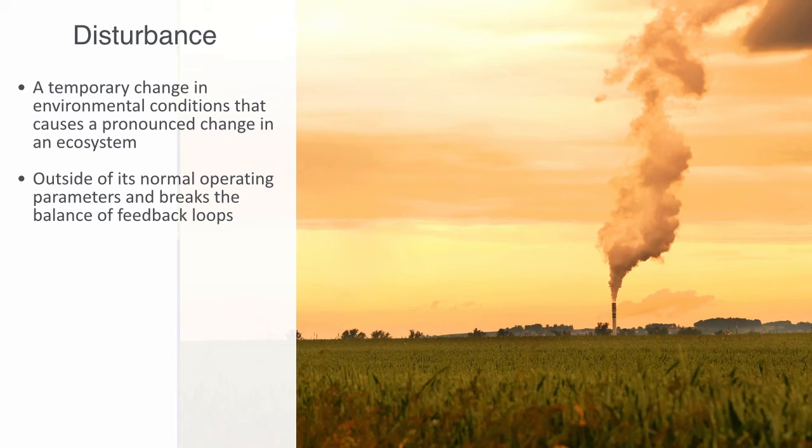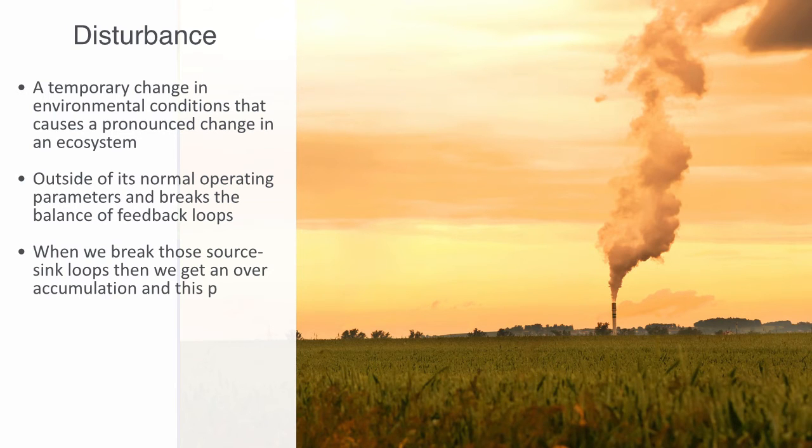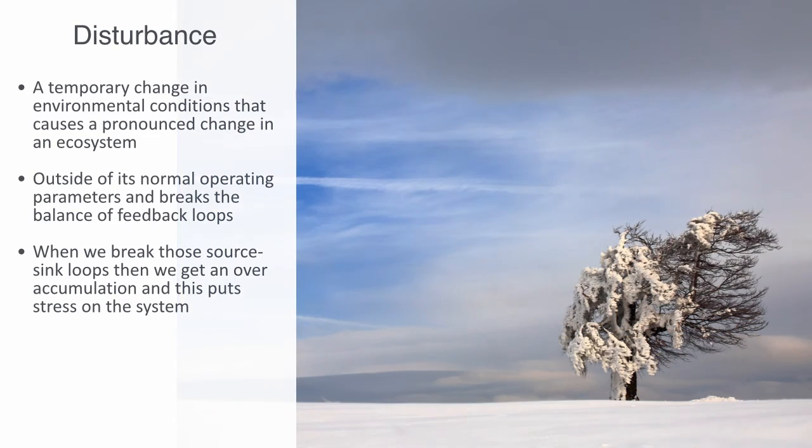The balance in the system is maintained by feedback loops where, for any source, there is a sink. Those balancing feedback loops are often the product of coevolution over prolonged periods of time. Elements within the system co-adapt and self-organize to complete some process from source to sink. When we break those source-sink loops, such as the rapid combustion of fossil fuels or fertilizer nitrification, then we get an overaccumulation. And this puts stress on the system.